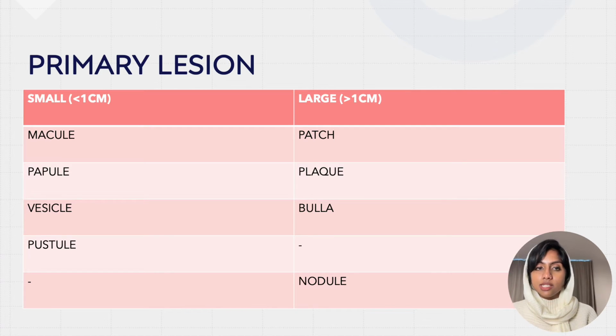Pustules are generally less than 1 centimeter, and a nodule is more than 1 centimeter. Another question will be, what if it's exactly 1 centimeter? That's generally considered as less than or equal to 1 centimeter, so you call it by the smaller lesion names.